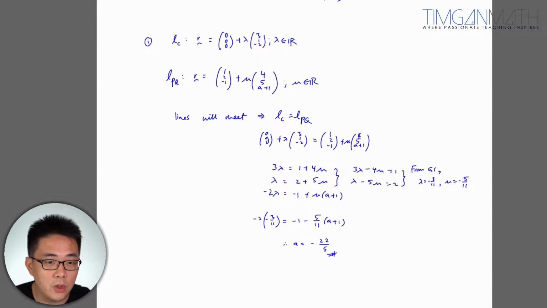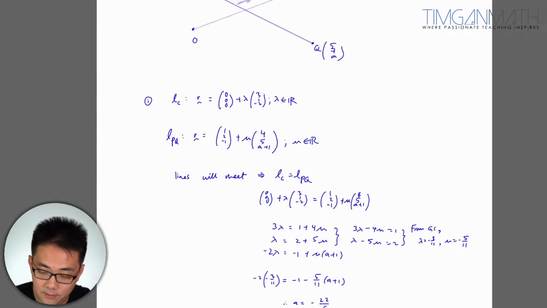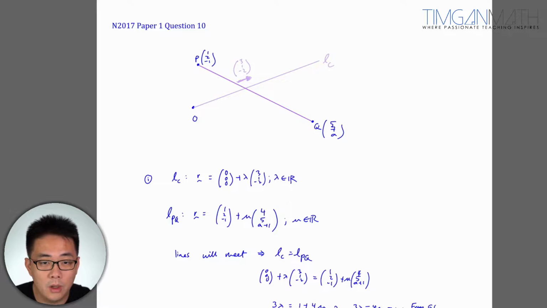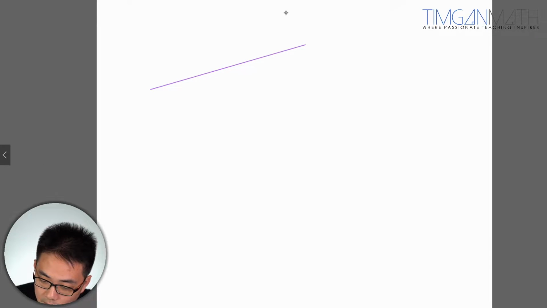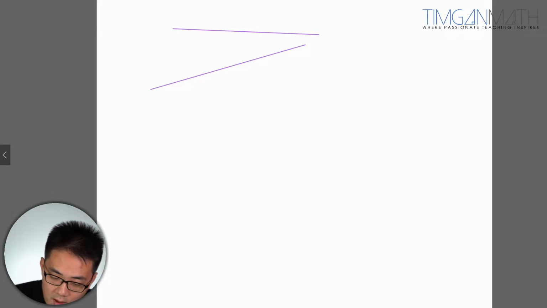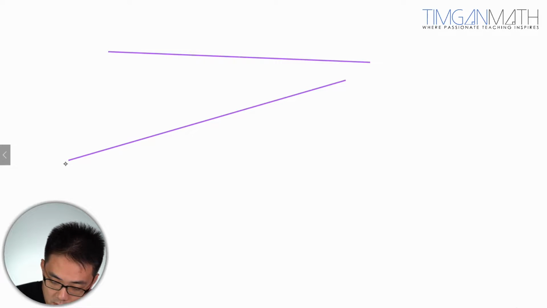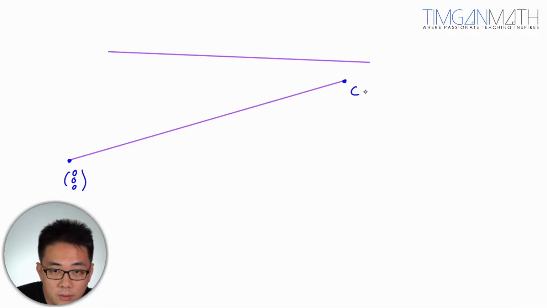The engineer wishes to connect each of the points P and Q to a point R on C. So I think I'm just going to draw a new diagram and see how this would work. So we have PQ, LC. Okay, great. So this is LC, PQ. Maybe I'll just draw it above here. Skew lines. So this is O, and this is C. Let's call it LC.